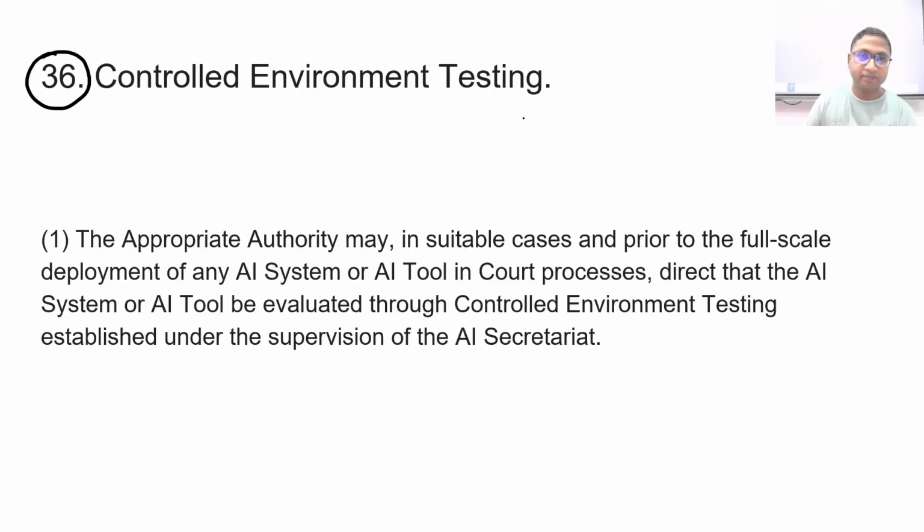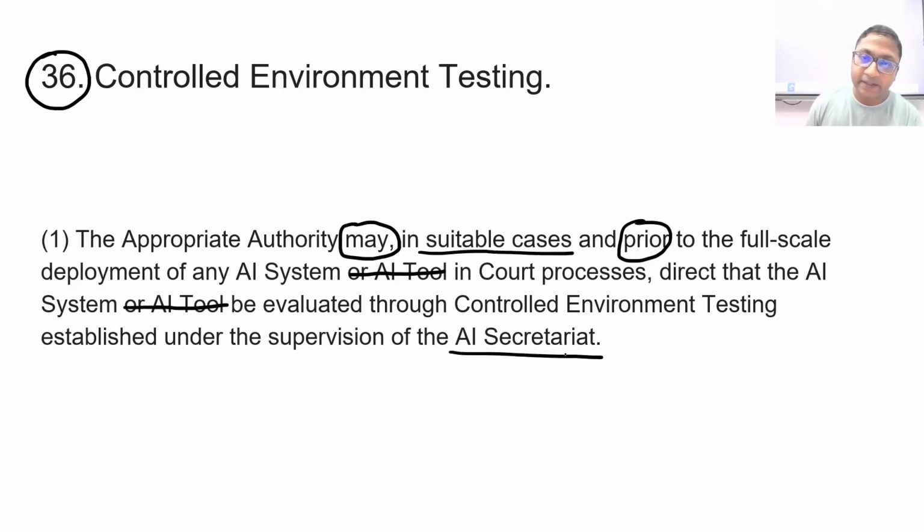Controlled environment testing. So the appropriate authority may, in suitable cases, right? So of course not in all cases, and it may because it has a discretion, and prior to the full scale deployment of an AI system, of any AI system or AI tool in the code processes. But in my opinion, it should be just this: in code processes, direct that the AI system be evaluated through controlled environment testing established under the supervision of AI Secretariat.